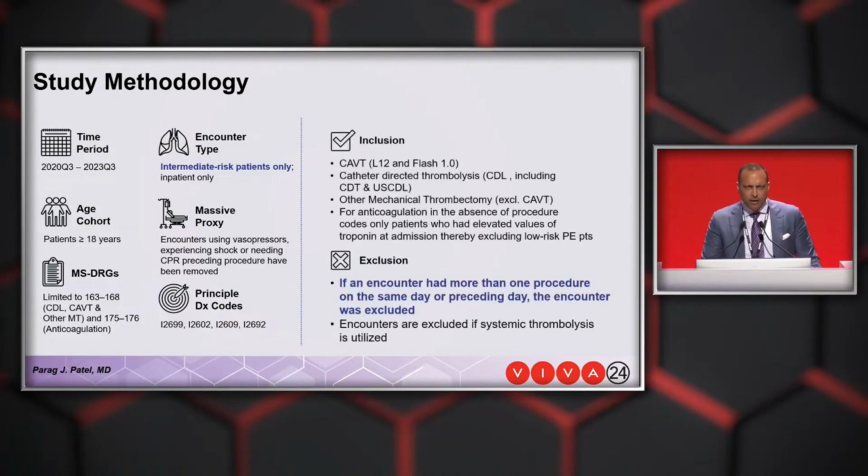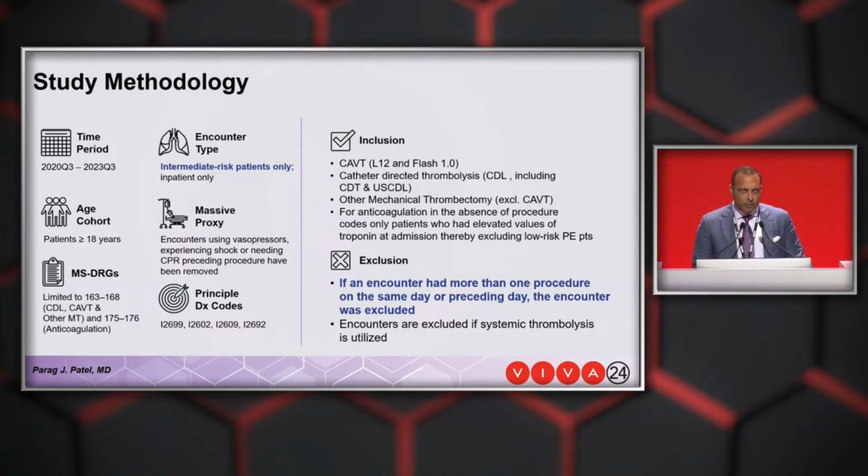And so with that, we had 4 subgroups included: CAVT, specifically looking at the Lightning 12 and Flash 1.0. Second, the group of catheter-directed thrombolysis, and that was all comers, catheter-directed lysis as well as ultrasound-assisted catheter-directed lysis. Third, other mechanical thrombectomy, that excluded CAVT, and then anticoagulation.